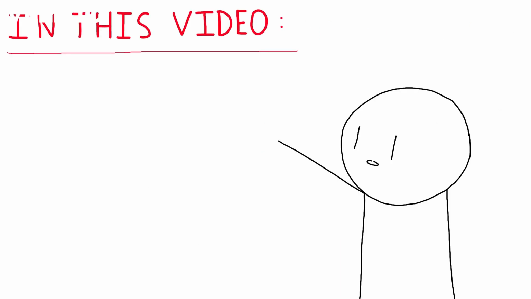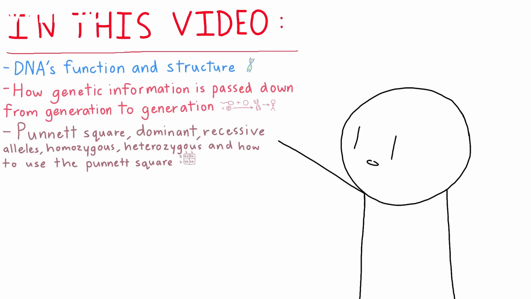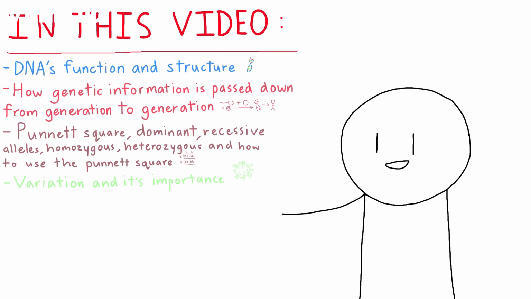In this video, we learned about DNA and its structure, how genetic information is passed down from generation to generation, what a Punnett Square is and how to use it, and the importance of variation. I hope you learned something new about genetic inheritance today.